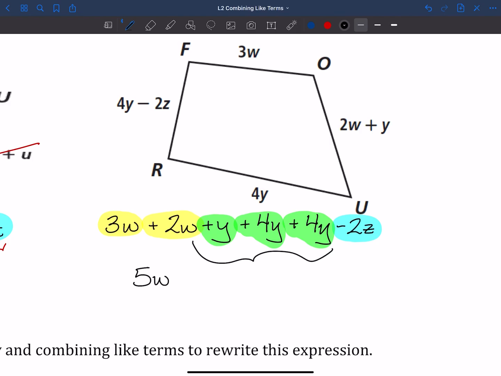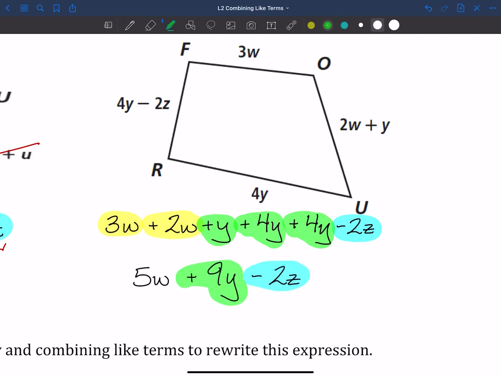All these y's, when I add them together, I had 1 in the beginning, that's 1y, plus 4 more, and then plus another 4 more, brings me up to 9 of those total, so plus 9y. And then that minus 2z on the end just stays as minus 2z. It didn't have anything to combine with, so we bring it down just as we found it. All right? And that's what we're looking for. That's when we're combining like terms.